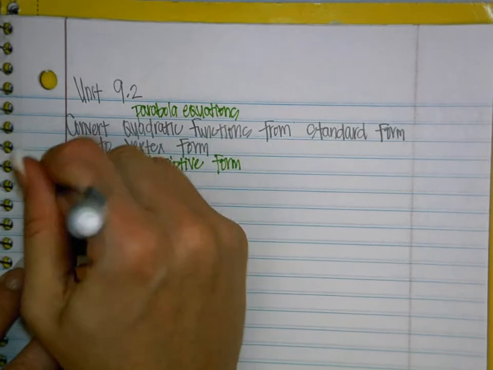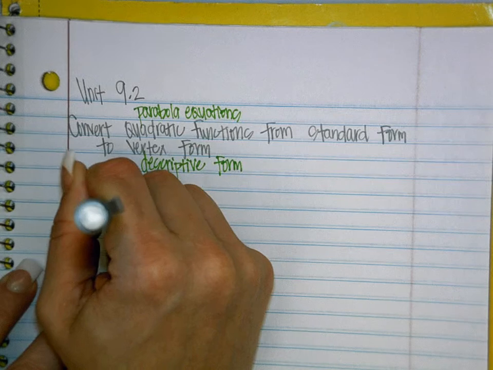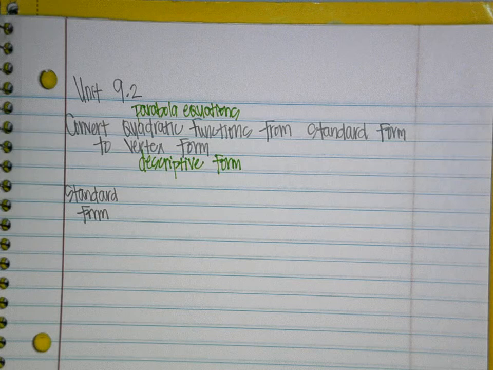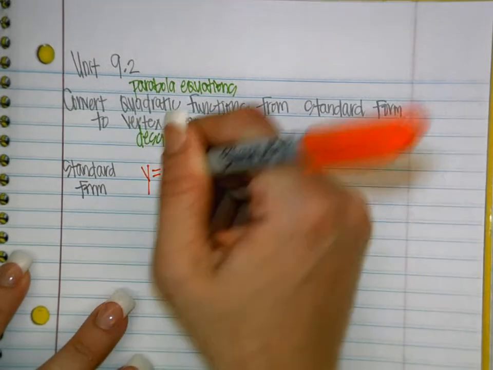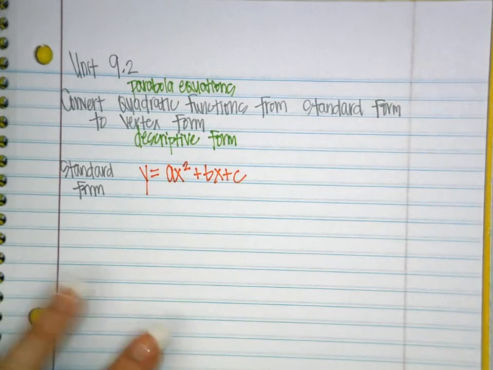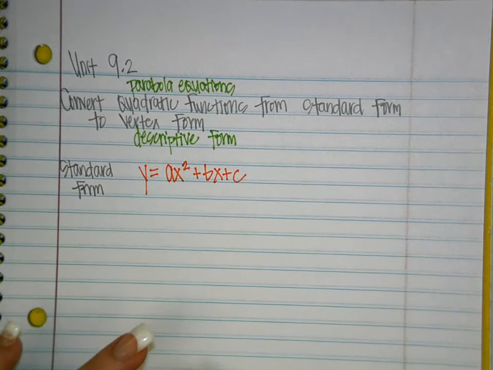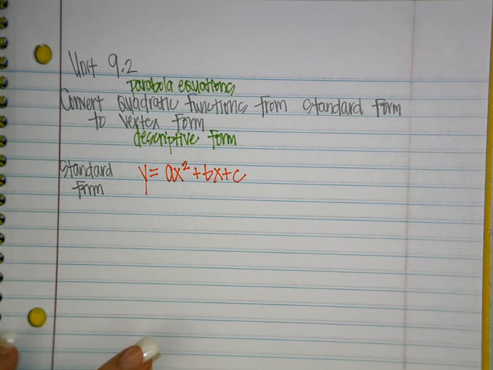Okay, so first thing you need to know is, what does standard form look like? Anyone remember what standard form looks like? Standard form is when you have an equation written in y equals ax squared plus bx plus c form. That's the form that we don't necessarily like because you have to use a formula to find the line of symmetry and then plug back in to find the vertex. We typically don't like that form as much because it's a lot of work.